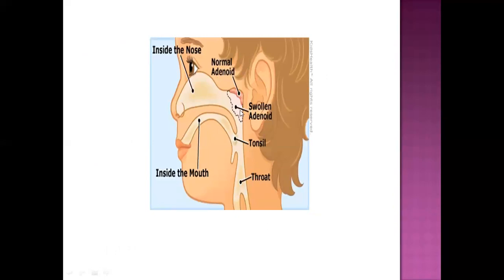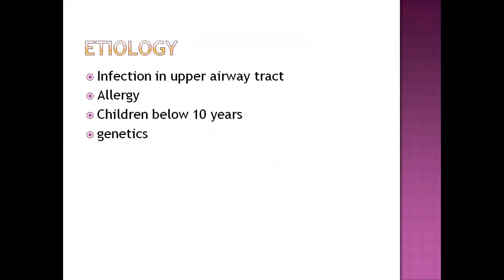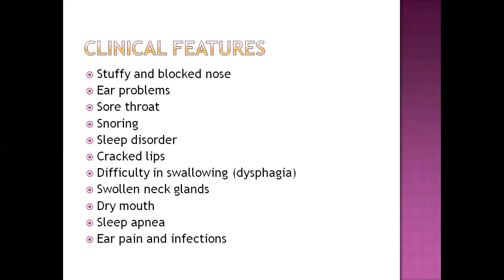These are adenoids. So when that adenoid is swollen or inflamed, adenoiditis occurs. It can be caused due to infection in the upper airway tract, allergy. It is commonly seen in children below 10 years, also due to genetic history.